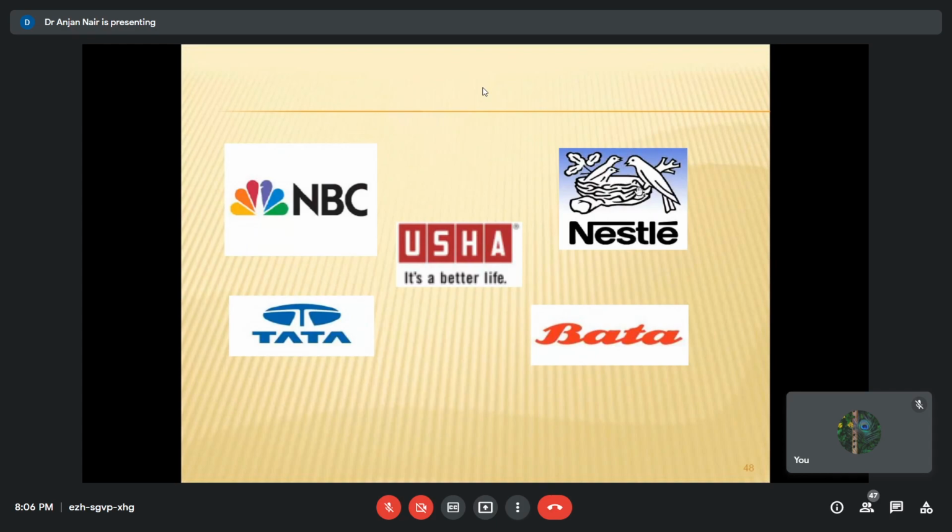So you have figures and symbols. For example, Usha in this box, written in this specific way, not in italics or in other ways, but in this kind of way. And then there's a statement, it's a better life. Bata you could have written in any way, but when you write in this form, it becomes a unique identity for that company. So when you're starting a company, it is very important to have a trademark.